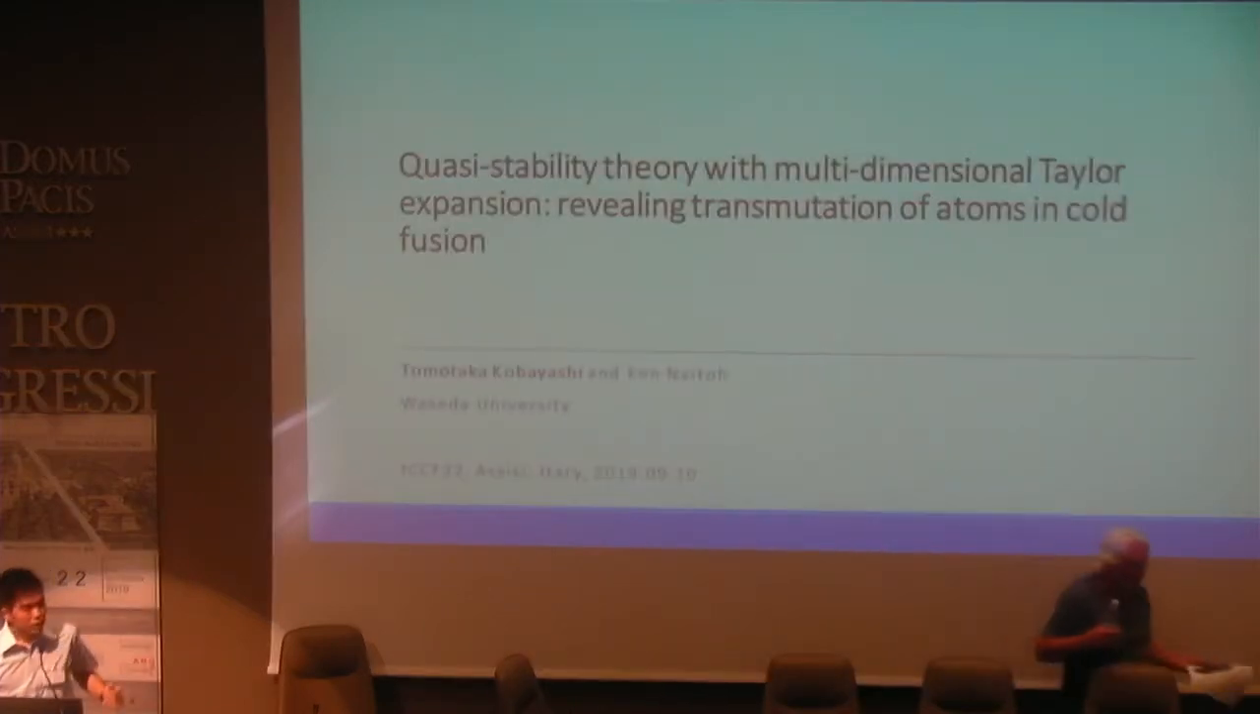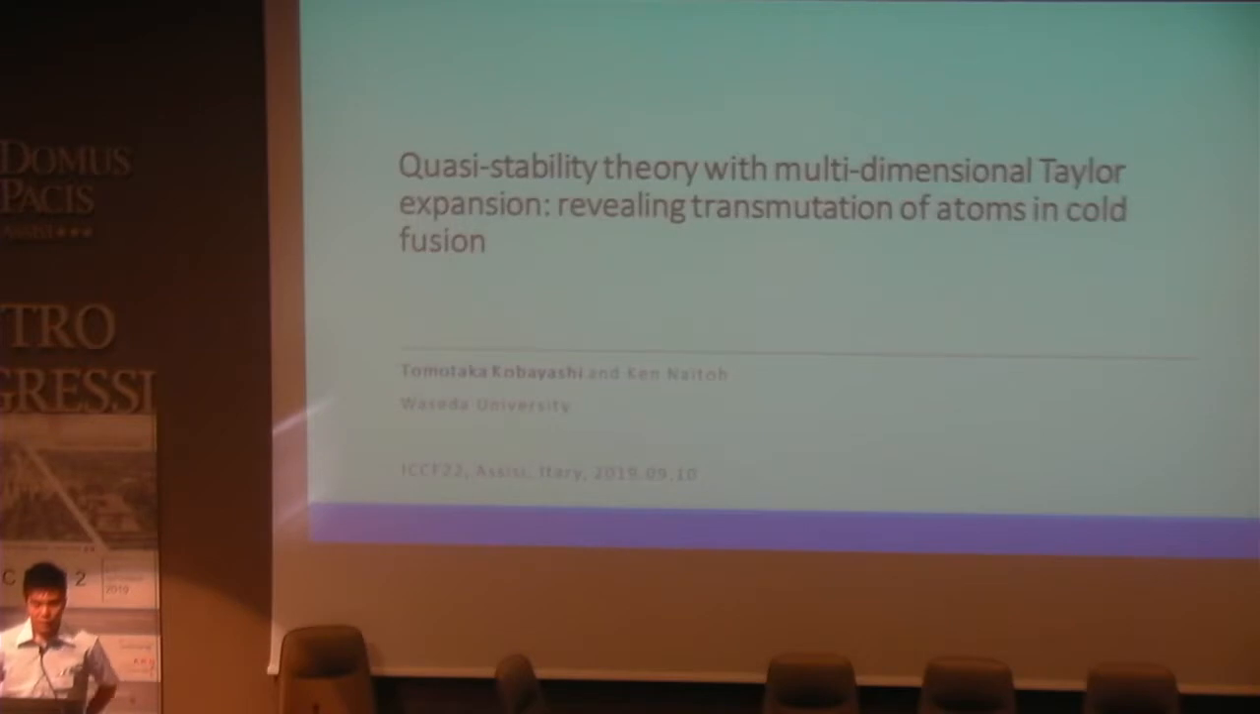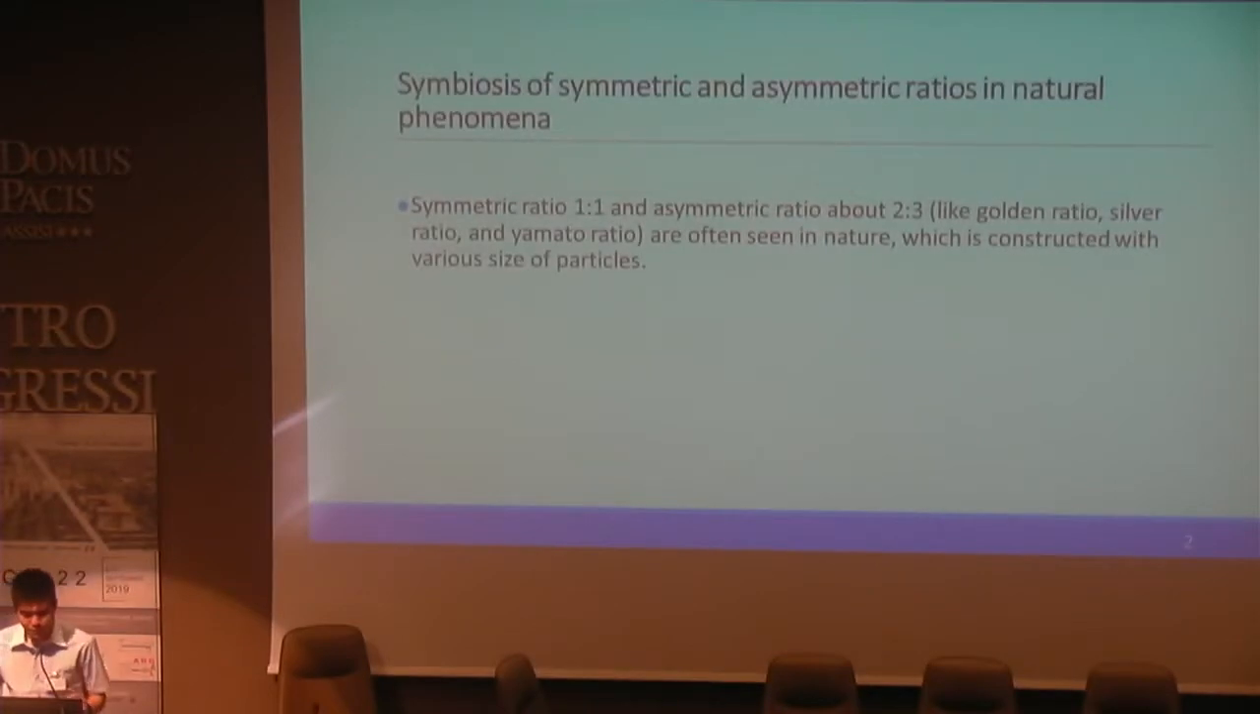The title of this presentation is Quasi-stability Theory with Multidimensional Taylor Expansion, revealing transmutation of atoms in cold fusion phenomena. At first, let us consider the symbiosis of symmetric and asymmetric ratios in natural phenomena. Symmetric ratio 1:1 and asymmetric ratio about 2:3, like golden ratio, Symbol ratio, and Yamato ratio, are often seen in nature, which is constructed with various sizes of particles.